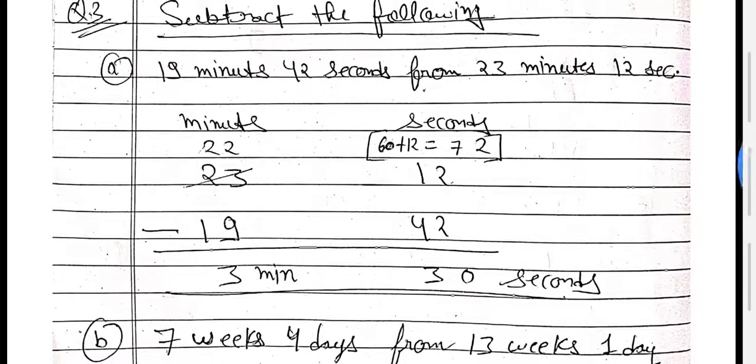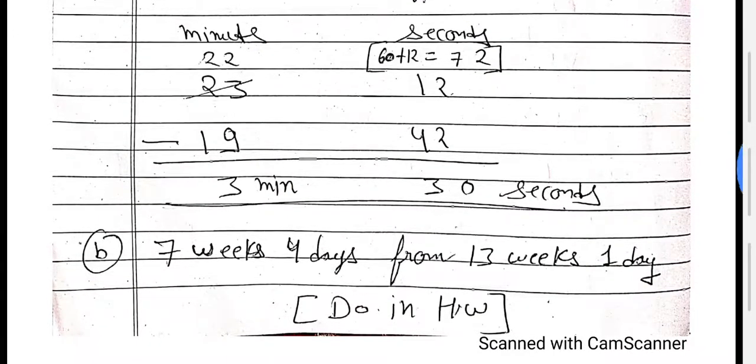Now subtract here, 2 minus 3 is not possible, so take one carry. 2 minus 9 is not possible, so it will become 22. Then 22 minus 19 becomes only 3. So your answer is 3 minutes 30 seconds.